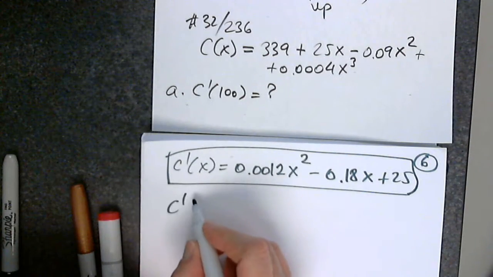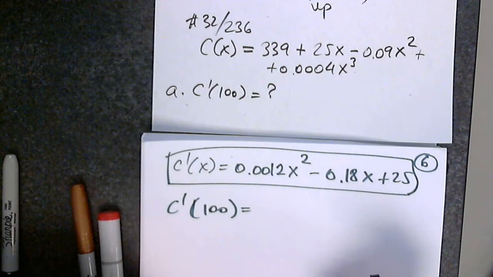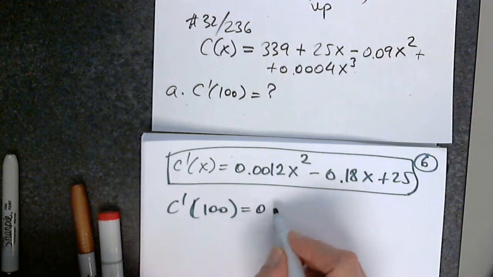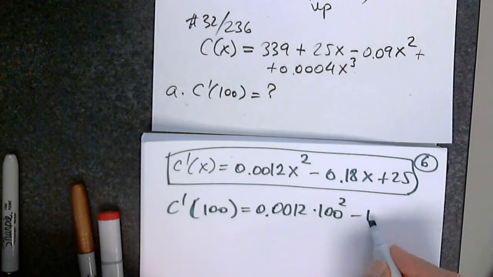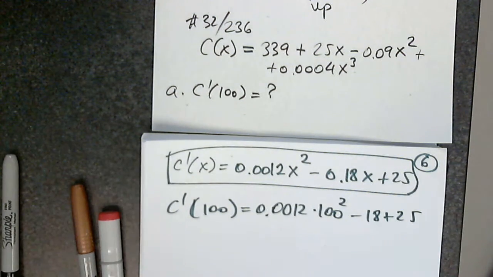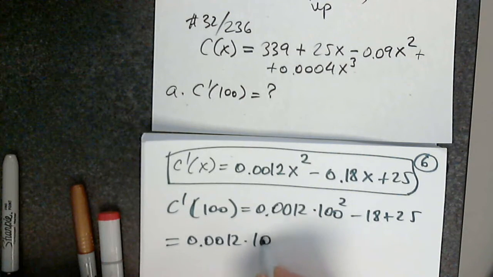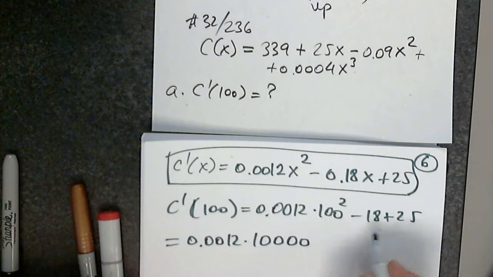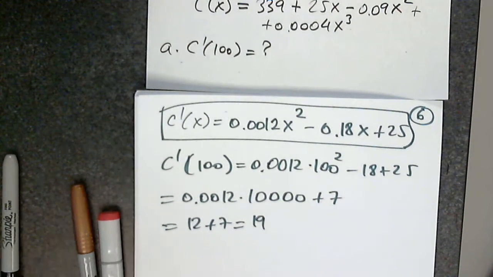So then C prime of 100 is, let's plug it in. When you have the number, please give it to me. 100 squared minus 18 plus 25. I can do this by hand. 0.0012, and this is 10000, and this is plus 7. So 4 zeros. So that's 12 plus 7 is 19. Measurement unit.